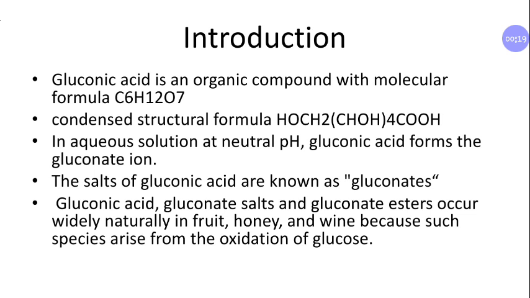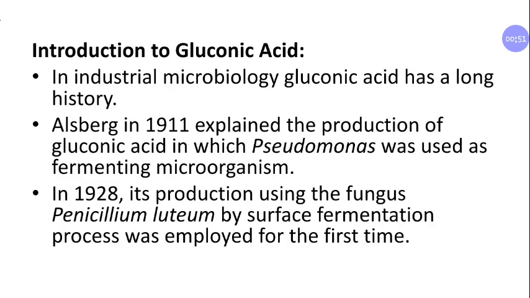Gluconic acid is an organic compound with molecular formula C6H12O7. The structural formula when it condenses is given, and it forms a gluconate ion in aqueous solution at neutral pH. The salts of gluconic acid are known as gluconates. Gluconic acid and its salts and esters occur naturally in fruit, honey, and wine as they arise from the oxidation of glucose.